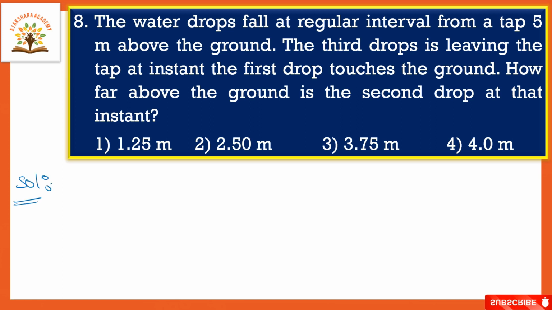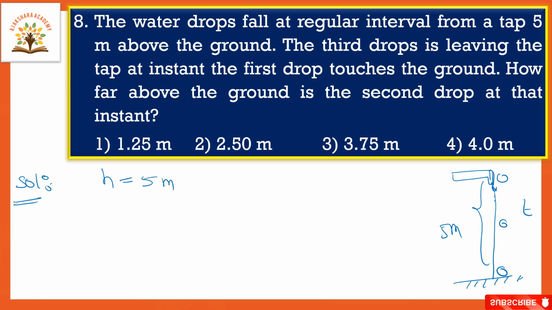Here, this is the tap, drops at a height of 5 meters from the ground: third drop, second drop, first drop, total time t. So now they gave height h is equal to 5 meters and its initial velocity is 0.